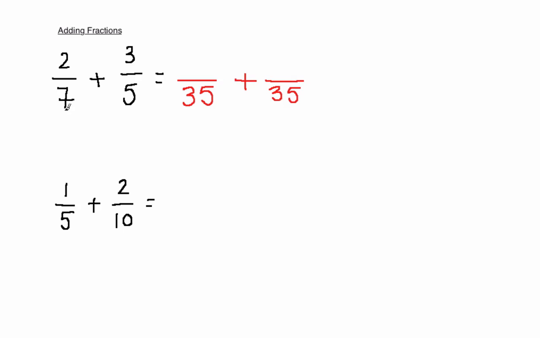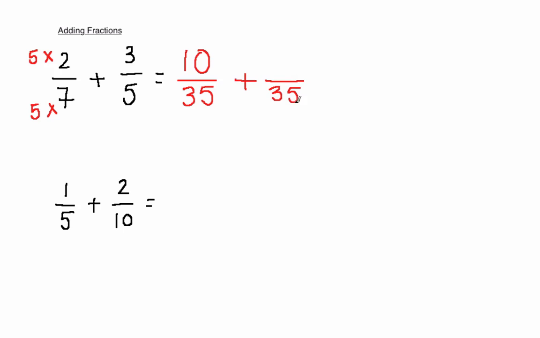Now, the only way you can change 2 over 7 into something over 35 is to multiply the denominator by 5, which means you must multiply the numerator by 5 as well. So 2/7 is the same as 10 over 35.